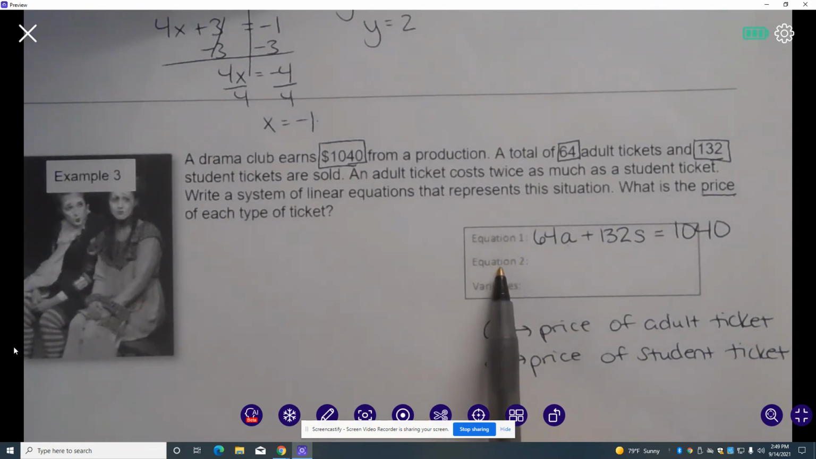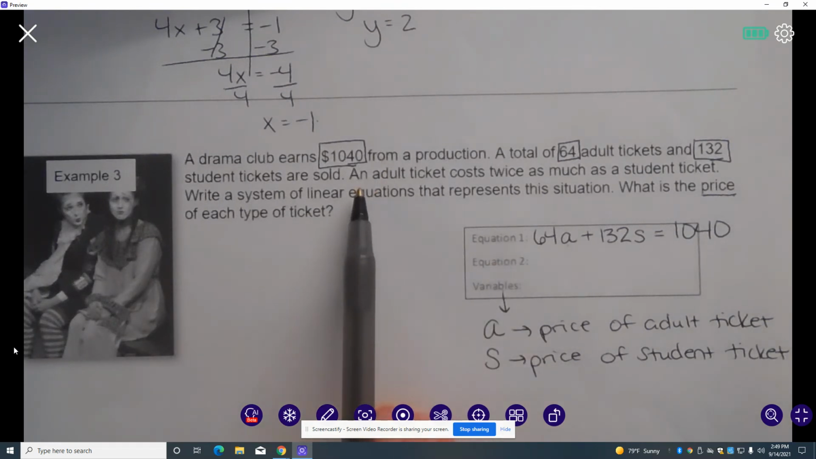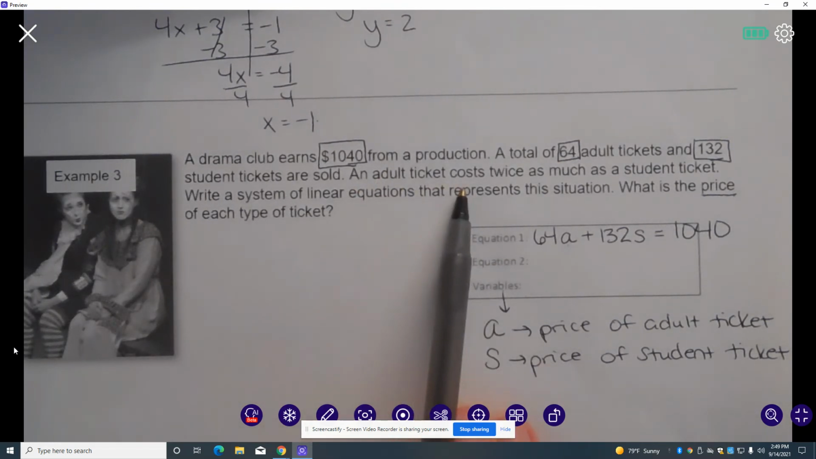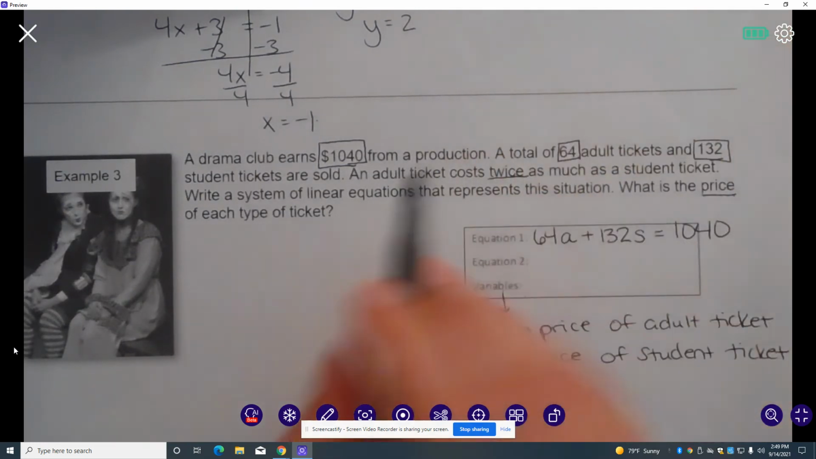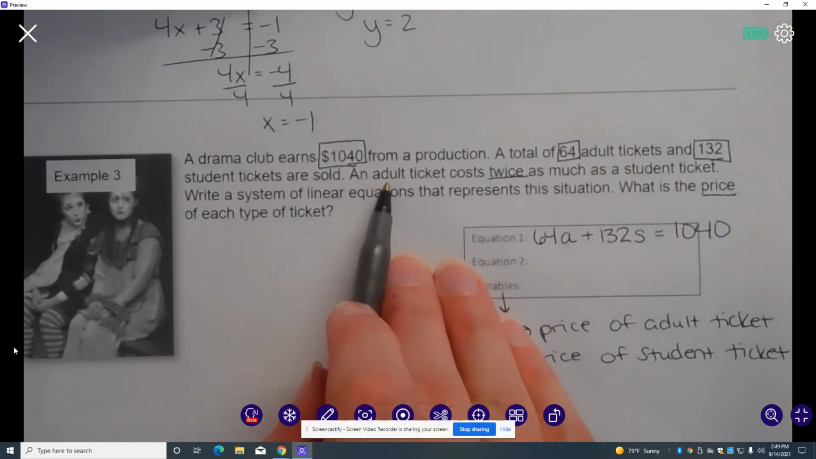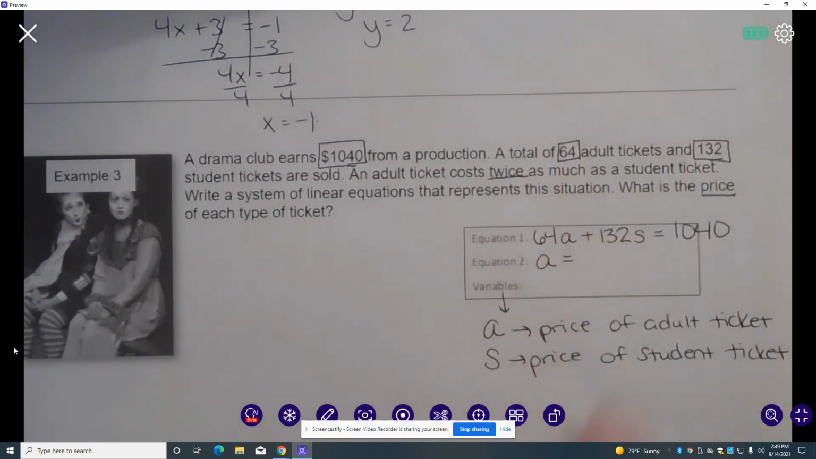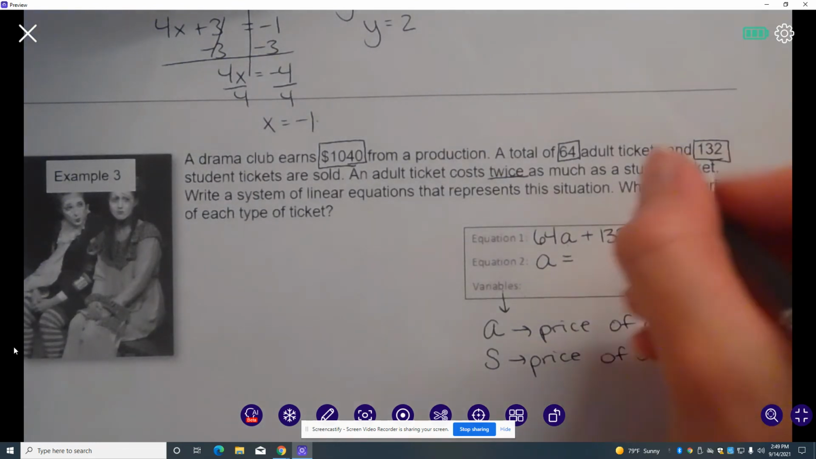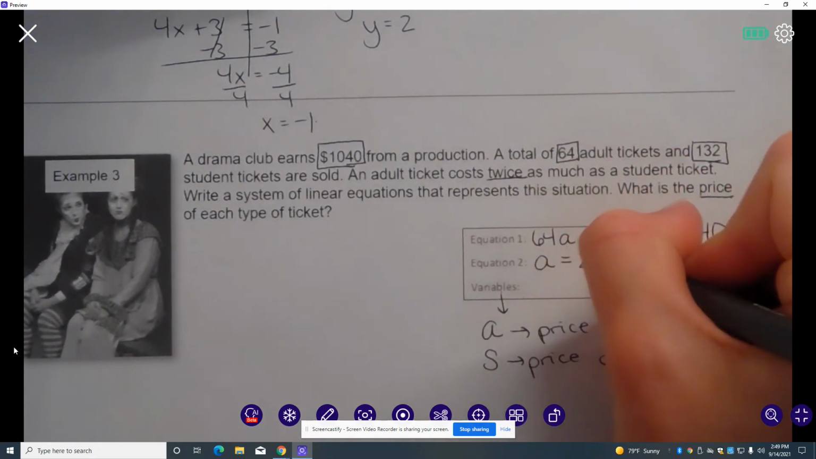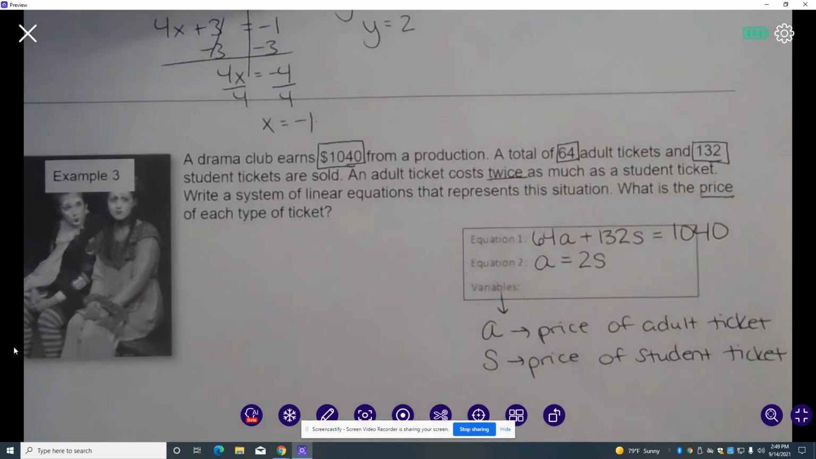My second equation, I have to look at what else I know. It tells me an adult ticket costs twice as much as a student ticket. So one adult ticket A is, think of that as an equal sign, twice as much as a student ticket. It's 2 times the amount of a student ticket, or it's 2 times S. So these are my two equations.